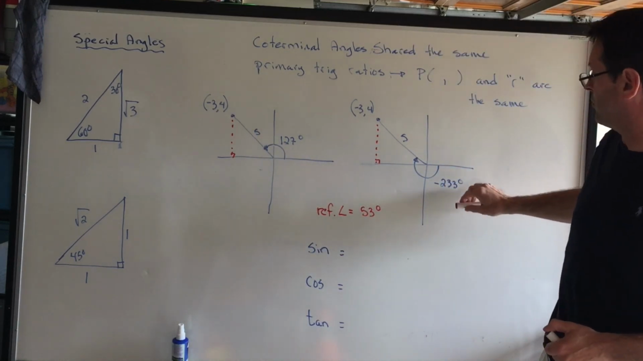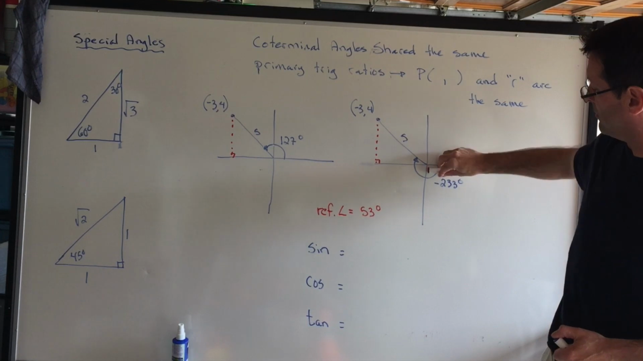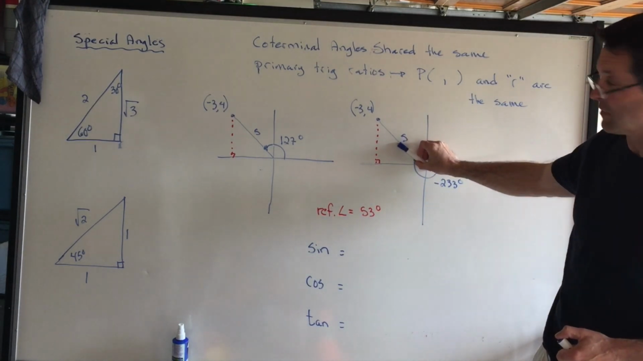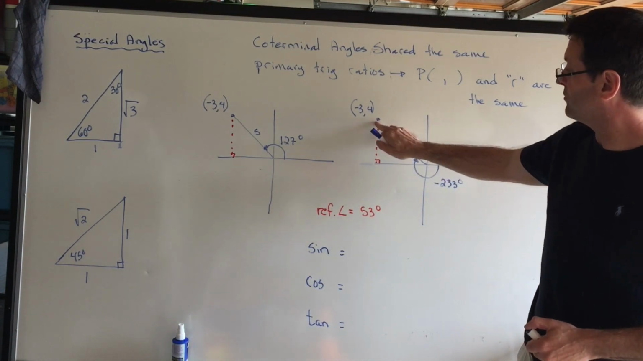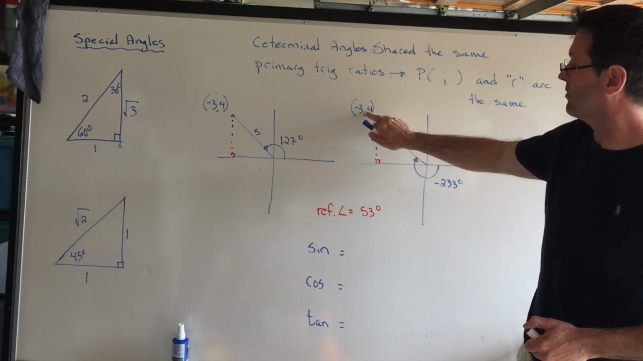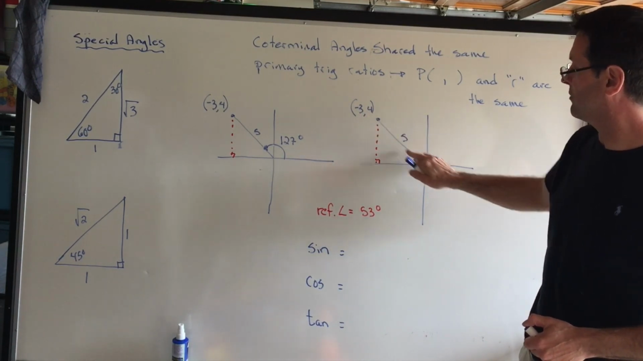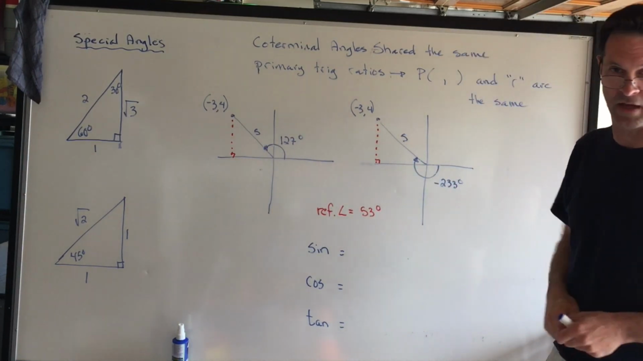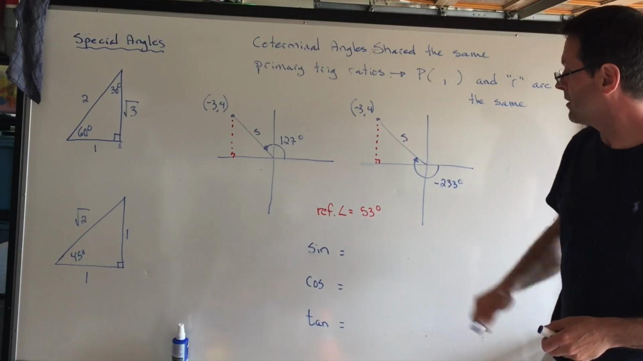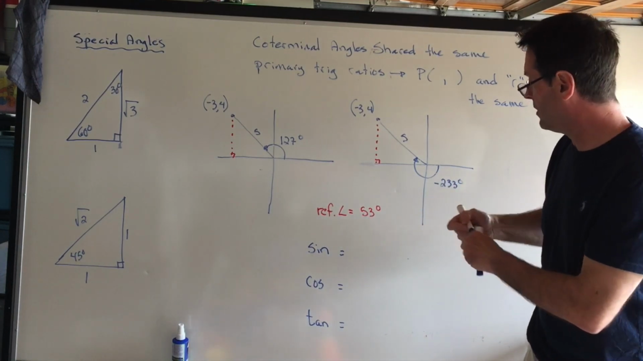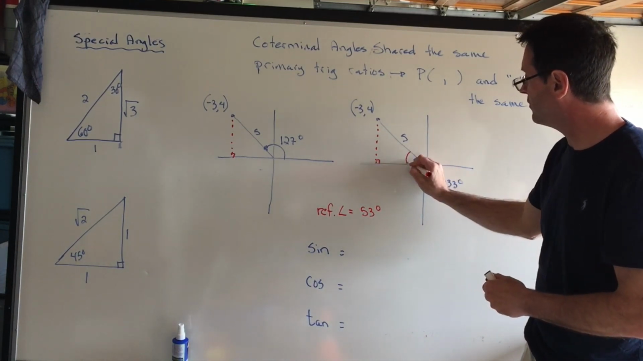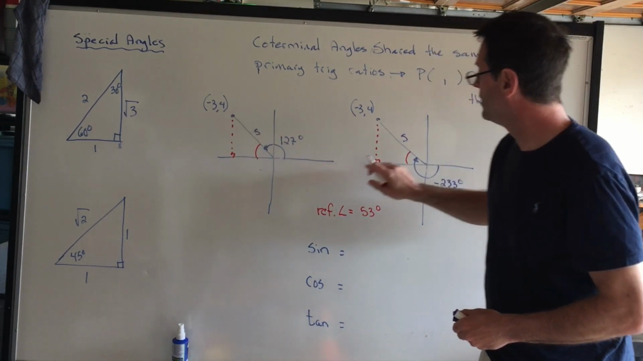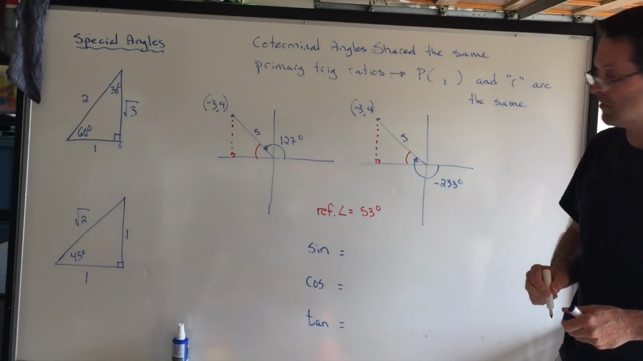Well, -223 degrees, if I diagram that one, I'll rotate backwards. The terminal arm falls in the same spot. Still passes through (-3, 4), and the terminal arm is 5 units long. Exact same triangle in the exact same location. The reference angle for both of them from here to here is 53 degrees, 53 degrees. So we have the exact same little reference triangle we can use.